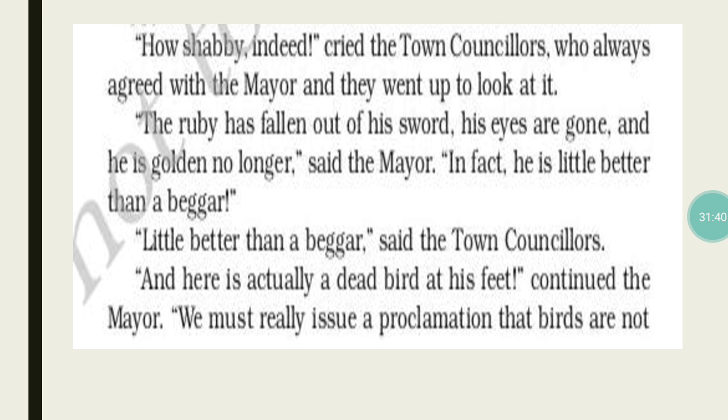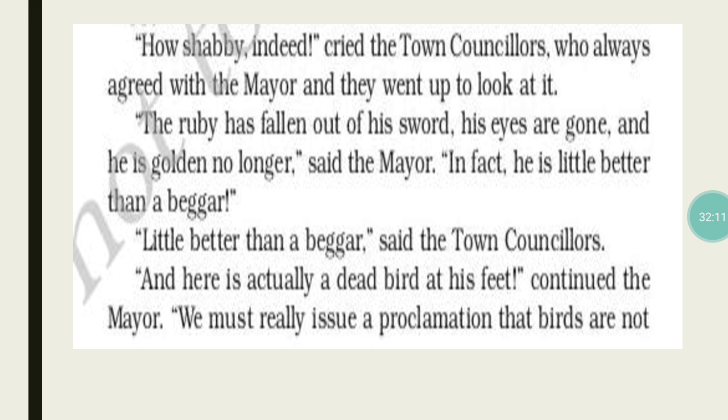"How shabby indeed," cried the town councillors, who always agreed with the mayor, and they went up to look at it. So the councillors, as you know, always agreed with whatever the mayor used to say. So they also confirmed that the statue looked untidy. "Then the ruby has fallen out of his sword, his eyes are gone, and he is golden no longer," said the mayor. "In fact, he is little better than a beggar."